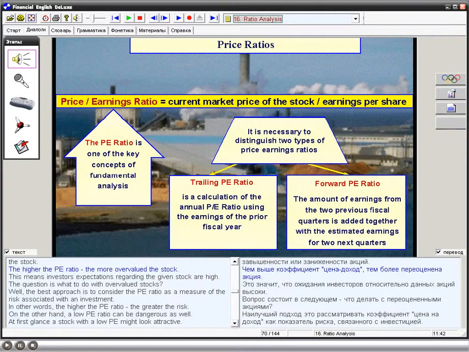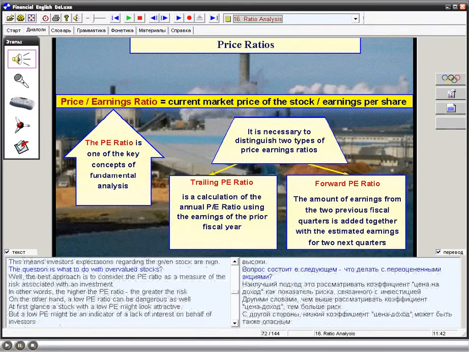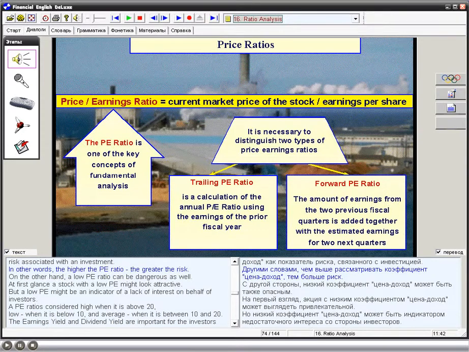The higher the P/E ratio, the more overvalued the stock. This means investors' expectations regarding the given stock are high. The question is, what to do with overvalued stocks? Well, the best approach is to consider the P/E ratio as a measure of the risk associated with an investment. In other words, the higher the P/E ratio, the greater the risk.